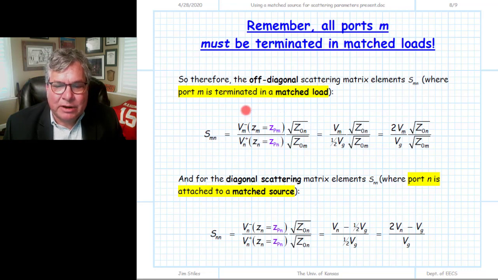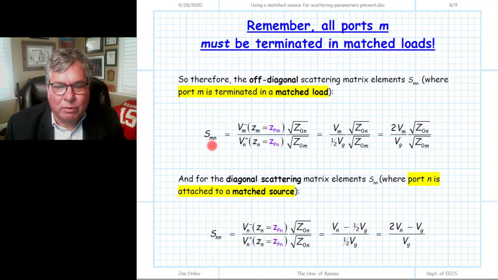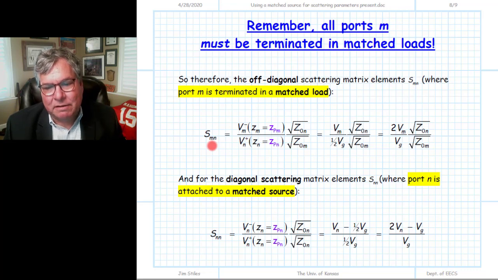We can write our scattering parameter for an off-diagonal element. This is for an element Smn, where m is not equal to n. In this case, the exiting wave is a wave for a port that is attached to a matched load. There's no incident wave for that port. n is the port where we do have an incident wave. Again, m and n are different values for this off-diagonal element of the scattering parameter. So S21, S34, S14, whatever. That's what we're talking about here, an off-diagonal element.